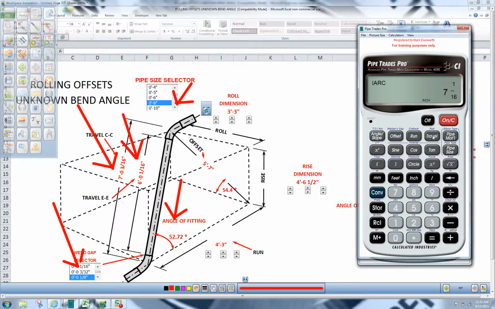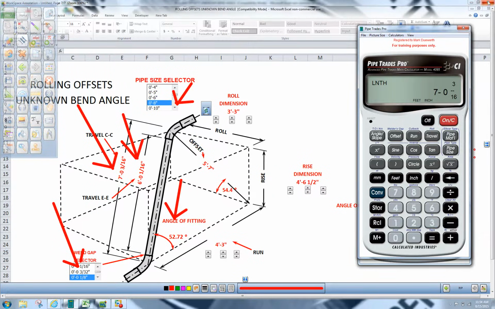There's my inside arc of my fitting, my center arc, and my back arc. There's my advance. It's going to spit back all the information you put in: 4'3", there's my offset 3'3", and there's my roll. And it continues to go through the gamut.